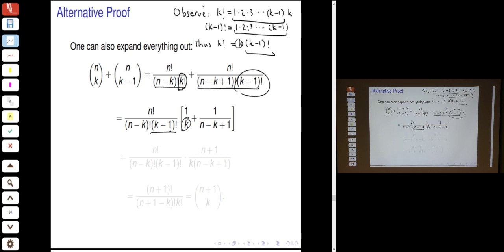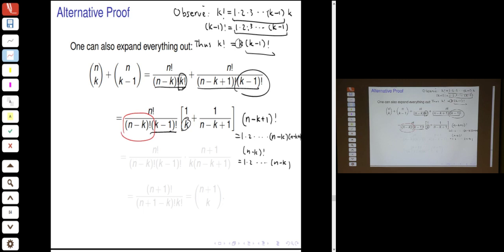Now I want to do the same for the other term. So n minus k plus 1 factorial is 1 times 2 all the way to n minus k, and then n minus k plus 1. Right, that's the largest number. Now if you look at n minus k factorial, this is 1 times 2 all the way to n minus k. So therefore, if you compare these two, you have a common factor of, now I change the color of the pen, n minus k factorial, right?